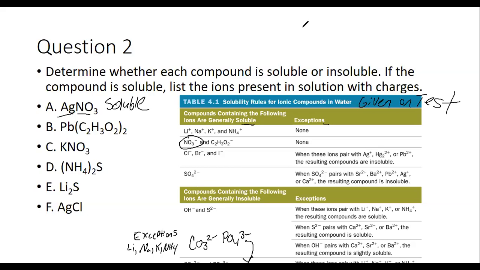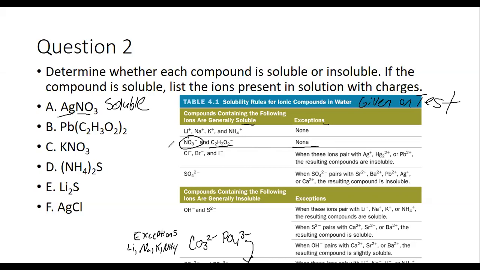PbC2H3O2, so lead acetate. And if we look at acetate, there are no exceptions. So anything paired with an acetate is always soluble. So lead acetate is soluble, making tasty lead ions that are super poisonous for us. Potassium nitrate, KNO3. Again, NO3. Anything paired with NO3 is soluble, so it's soluble.